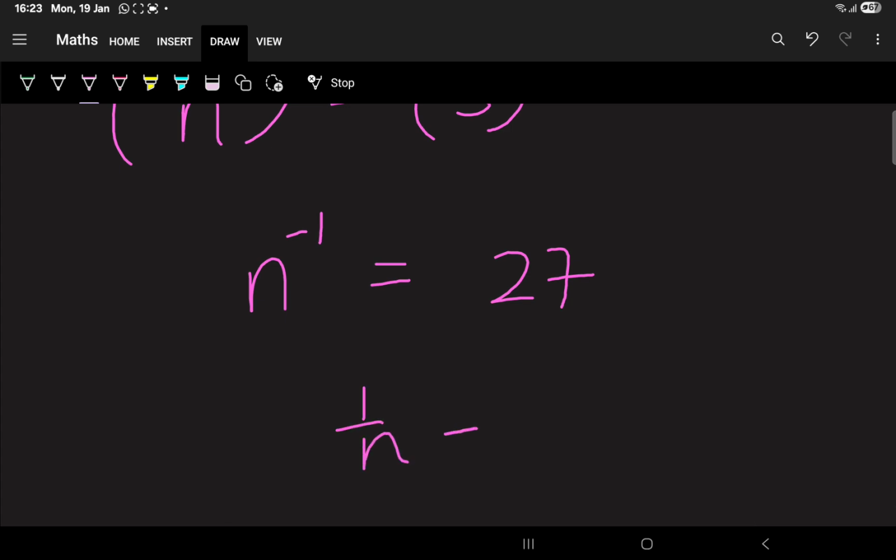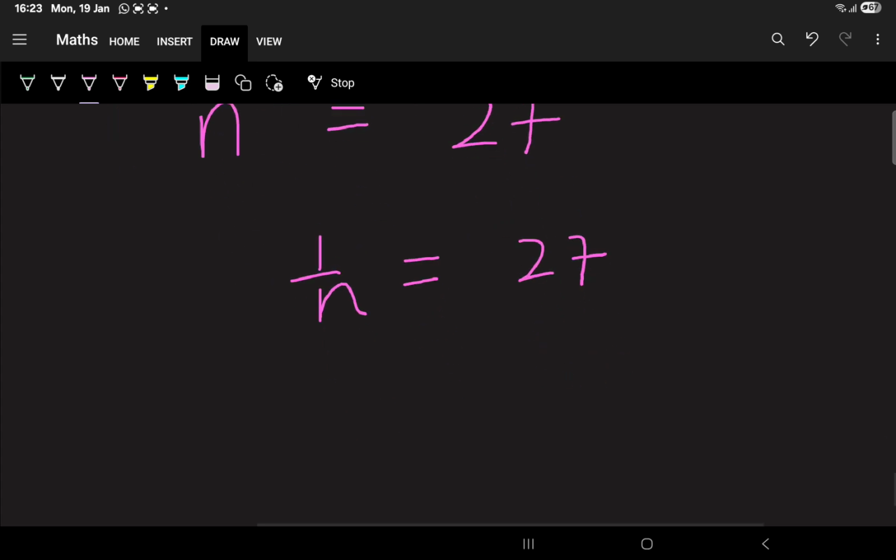Now 1 over n is equals to 27. Take the reciprocal of both sides, therefore n is equals to 1 over 27. My apologies.